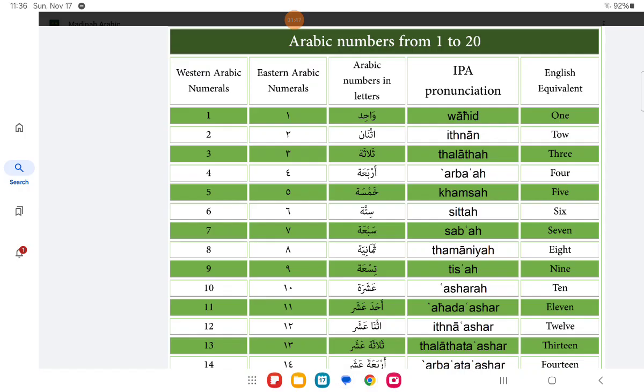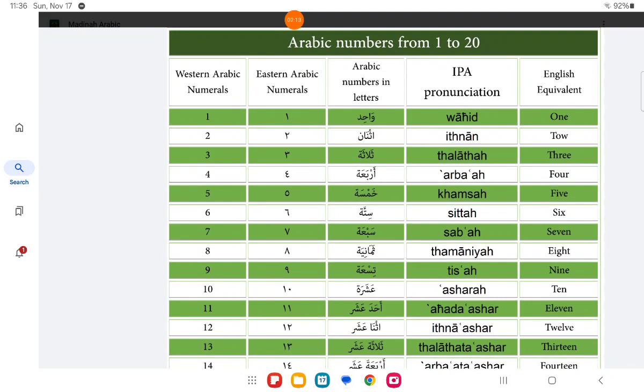Next 6 is Sitta. Next 7 is Sabqa. Again, that's another Ain one. It's a bit hard for me. Now 8 is Thamania. 9 is Tisra. And finally 10 is Ashara.